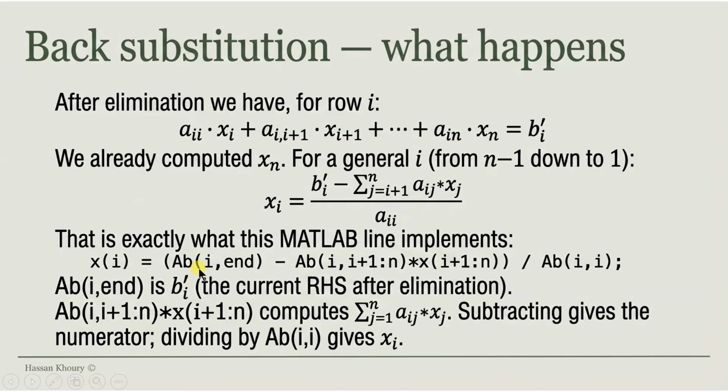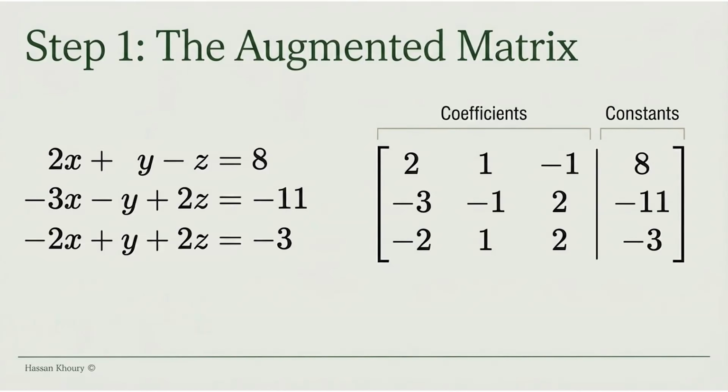x_i is equal to Ab(i, end) minus Ab(i, i+1:n) times x(i+1:n), divided by Ab(i, i). And this Ab(i, end) is b_i, the current RHS after elimination. Now coming to the sample numerical.